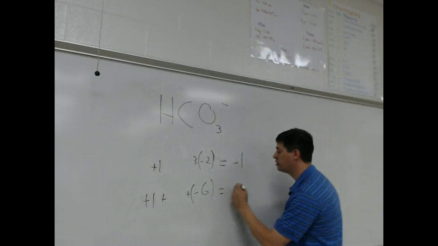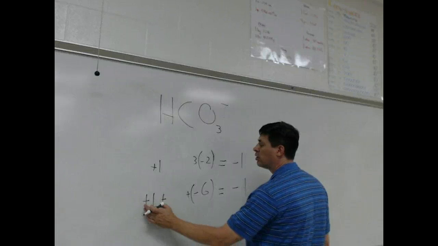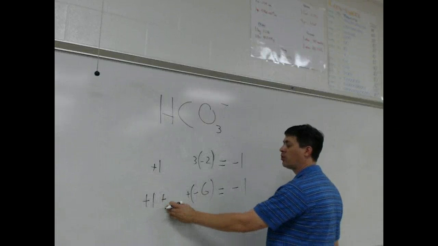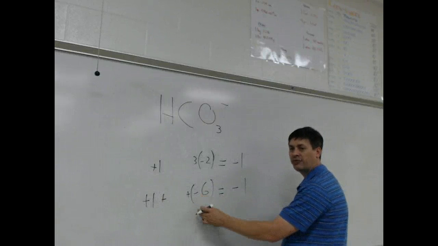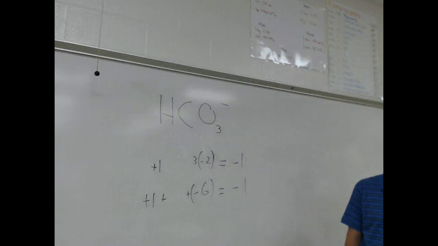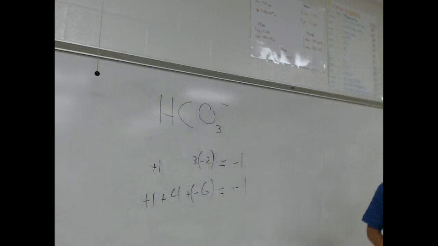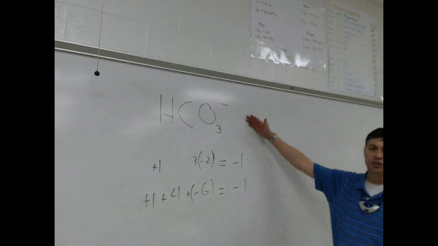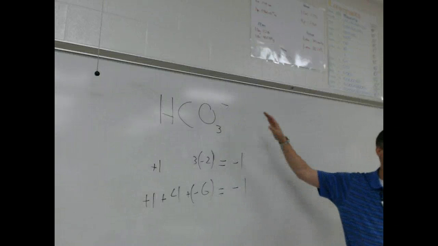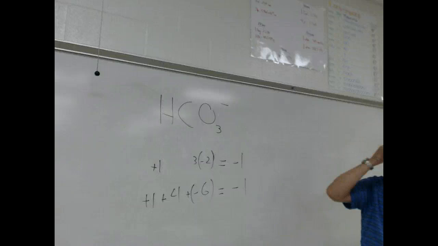has to be equal to -1. So +1 plus another 4 plus a -6 equals -1. So the carbon equals +4. Does that make sense? They have to add up to whatever the charge is. If there's no charge, if it's a molecule and not an ion, it'll add up to 0.